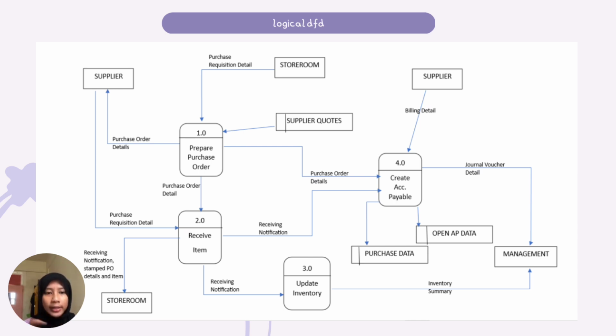In receive item, the supplier gives the delivery details, and the storeroom receives notification and stamps the PO details and items. Receive item gives a receiving notification to activity number 3, update inventory, and then update inventory sends the inventory summary to management. From activity 1.0, prepare purchase order, purchase order details go to create account payable. Create account payable receives billing details from the supplier, and then sends journal voucher details to management. From activity number 2, receive item, a receiving notification is also sent to create account payable. Create account payable will send purchase data and open AP data.